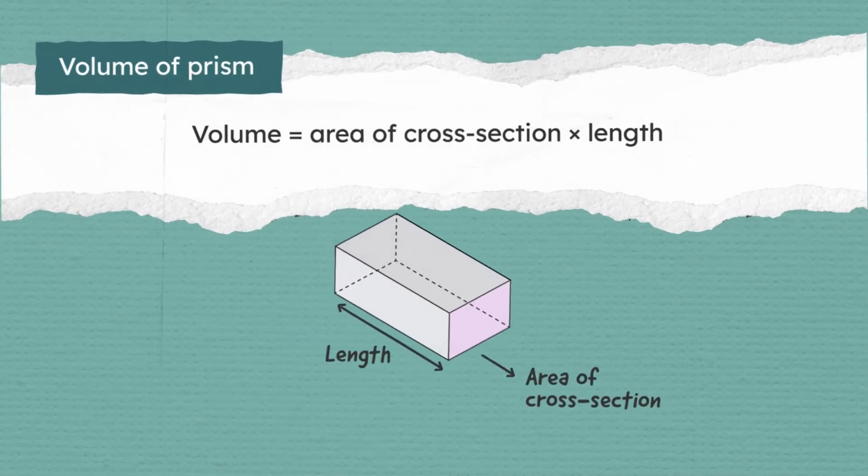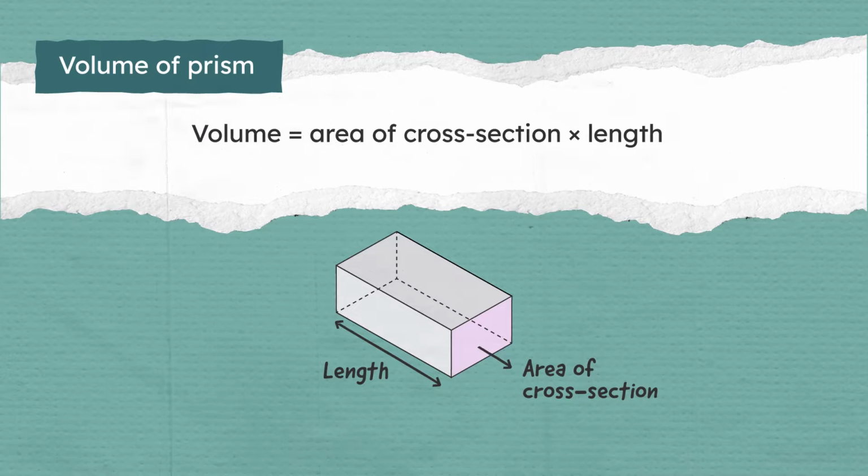To find the volume of a prism, we use the formula volume equals area of cross-section multiplied by length. We first have to identify the shape, which is the cross-section, and then find its area. Make sure you use the correct formula for the area of the shape.